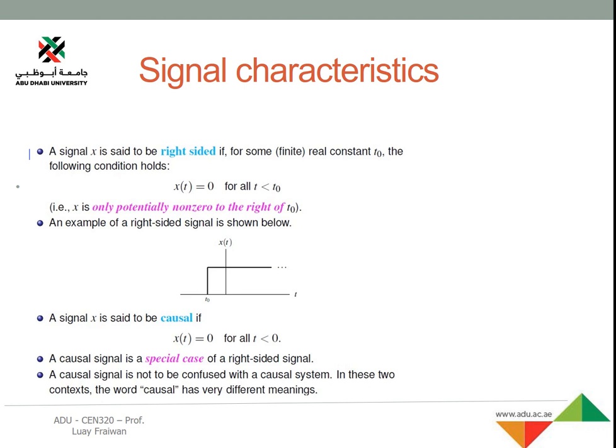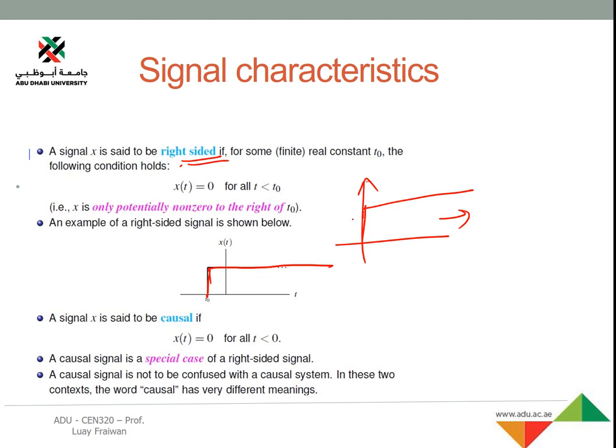Some more basic characteristics of the signals. We can characterize signals as right-sided and left-sided signals. For example, if your signal exists only on the right side, like you can see here, it could also be in this form, just existing on the right side. So this is called a right-sided signal.